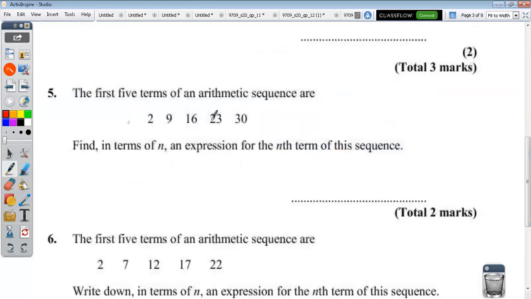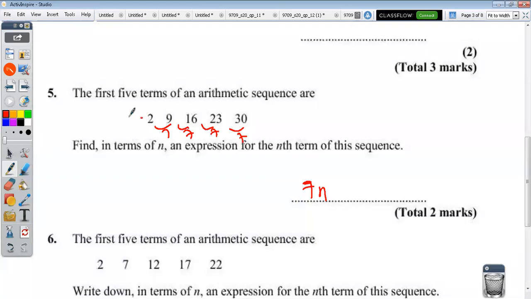Now let's go to the next one. What's the difference there? 7. Difference, 7. Difference, 7. So what's the formula? 7n, everyone should be following.